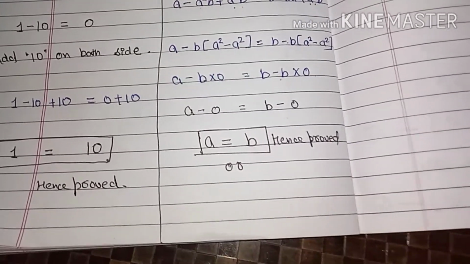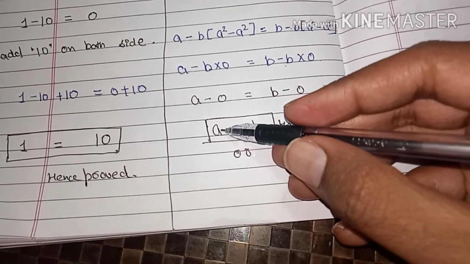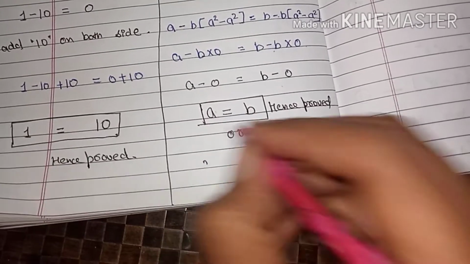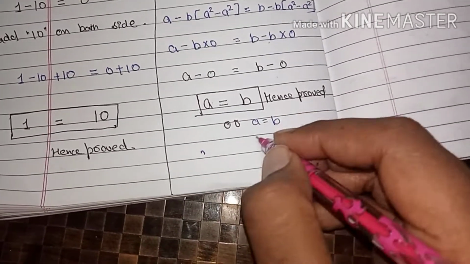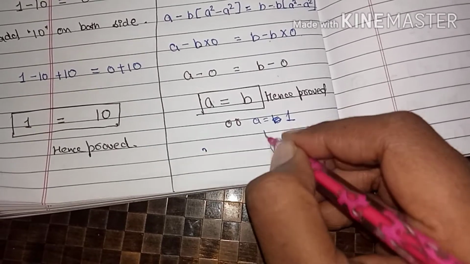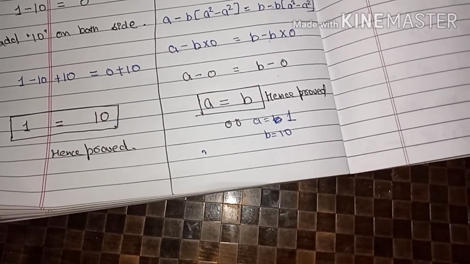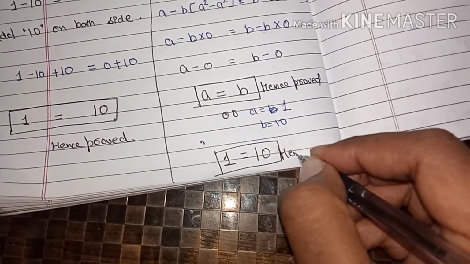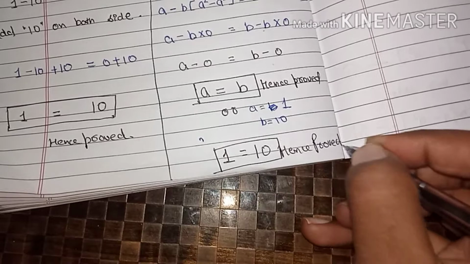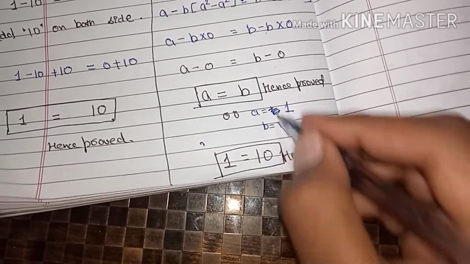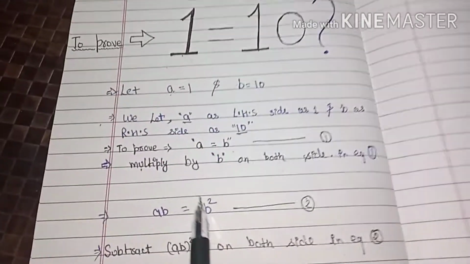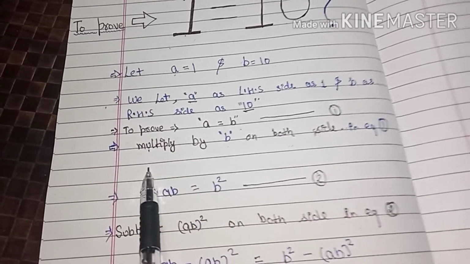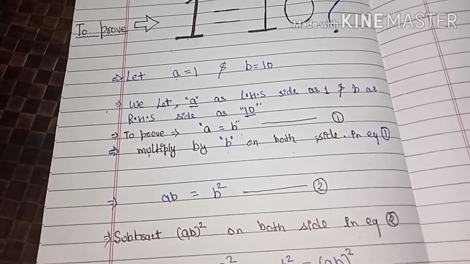Okay, so after that we let A is equal to 1 and B is equal to 10. So 1 is equal to 10. Hence proved. We take A is equal to 1 and B is equal to 10, so we conclude A is equal to B, so multiply B on both sides. Okay, so this is the procedure.